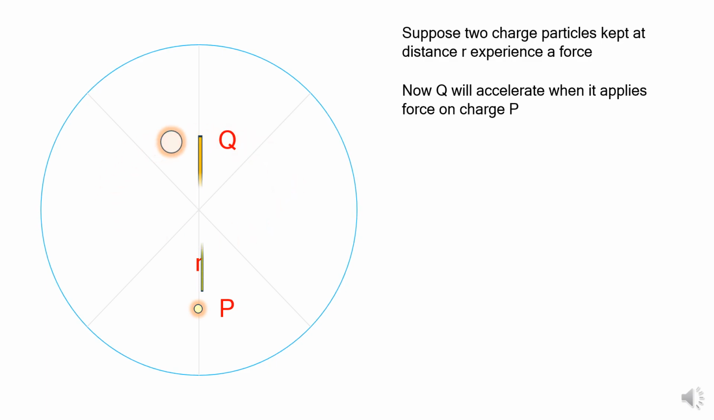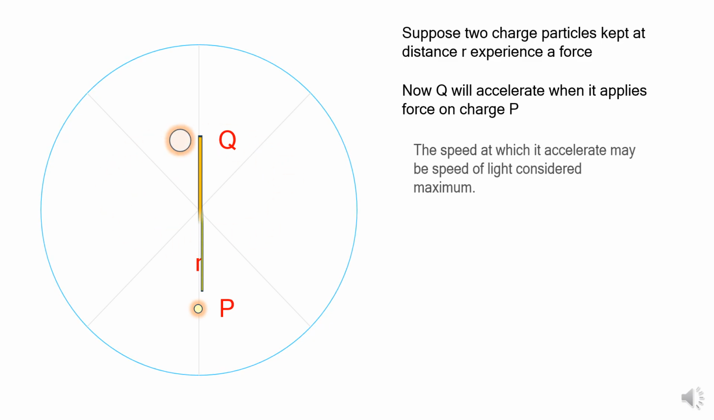Students, please note down this particular word, acceleration. Now once I keep two charges, Q applies force on P and P applies a force on Q. Now Q will accelerate from its position. Now what is the speed of this acceleration? This speed of acceleration is nothing but the speed of light. We consider the maximum speed to be the speed of light.